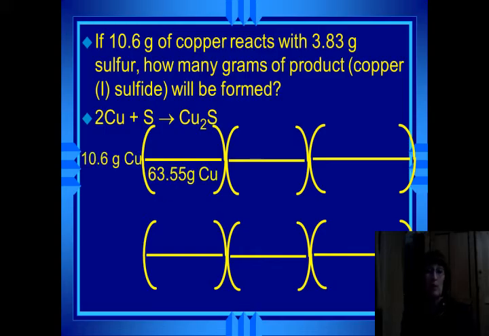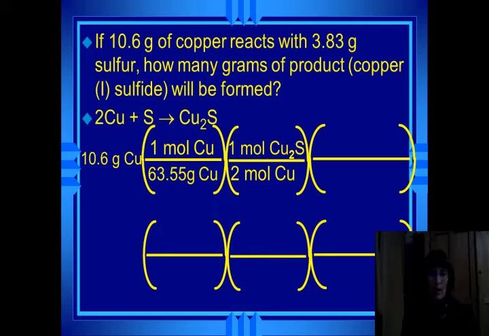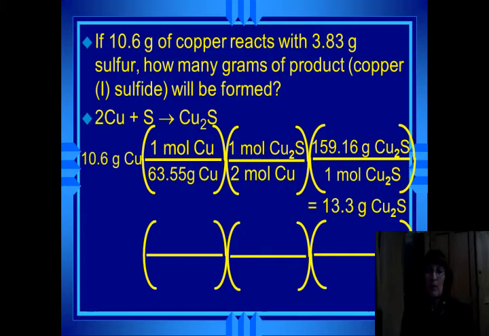So 10.6 grams of copper, and again, that should be 63.5 grams of copper, but I didn't write this out, so I just forgot to modify that. So we went from grams of copper to moles of copper. Now we go from moles of copper, using the balanced equation, to moles of copper 1 sulfide. And then we go from moles of copper 1 sulfide to grams of copper 1 sulfide. And we find out that we've got 13.3 grams of copper sulfide produced.